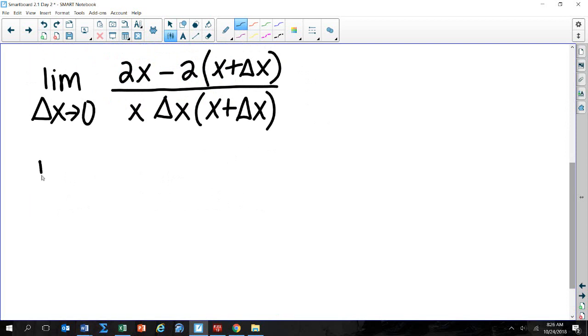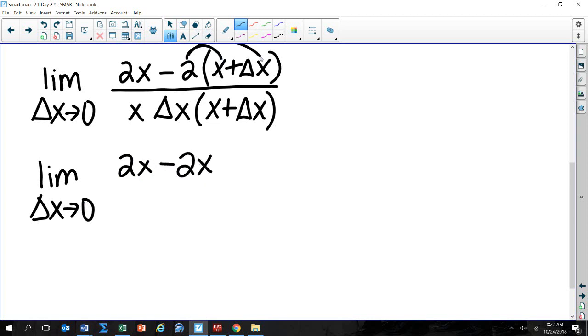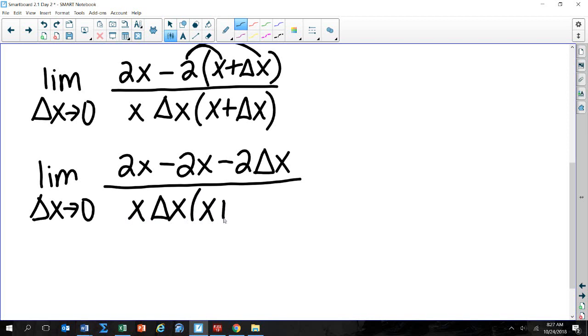So that's what we're going to do. Limit as delta x approaches 0. We have 2x. Now look how nice this is. See how we're going to get a minus 2x. And if I distribute this -2 through, we get -2 delta x. I do not multiply out my denominator. The denominator, just leave it in factored form. x, delta x, x plus delta x. Don't make more work for yourself. Okay, just leave the denominator factored. And multiply out the numerator, combine like terms. Don't multiply out the denominator.